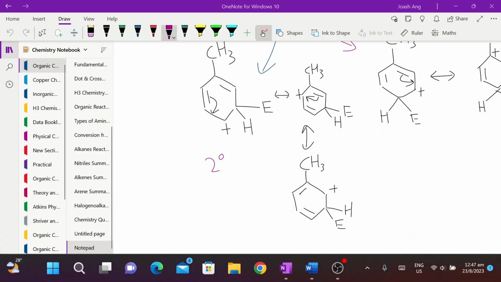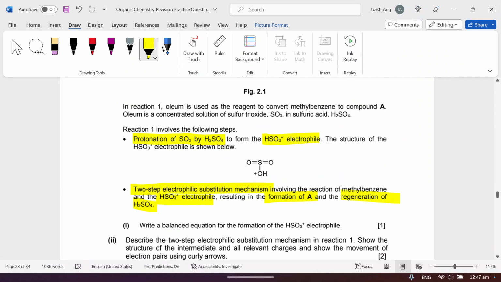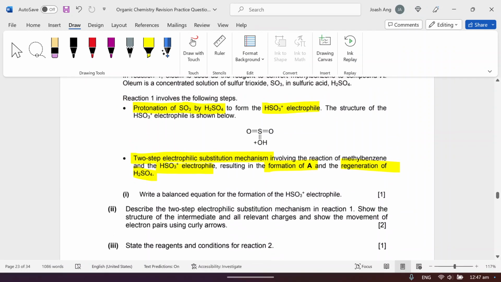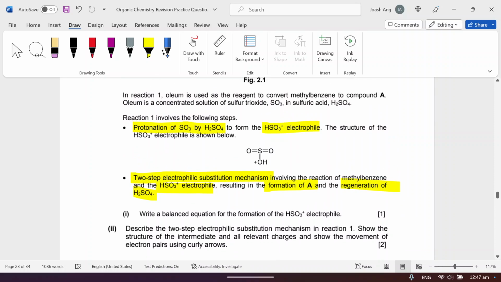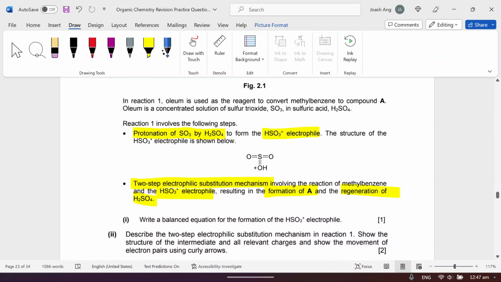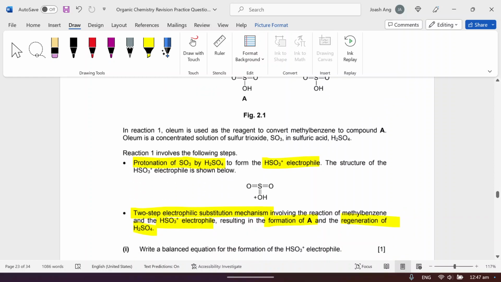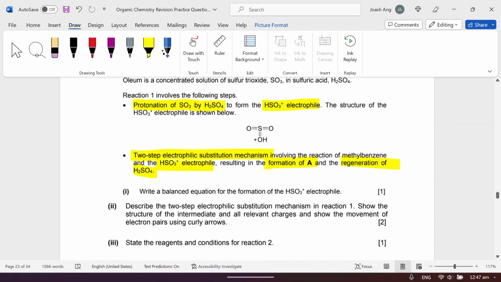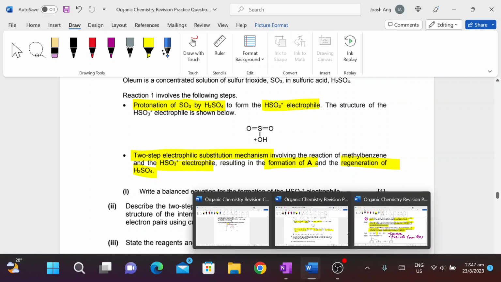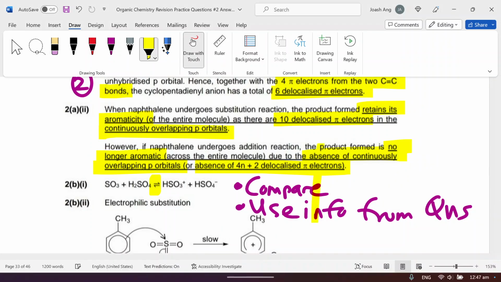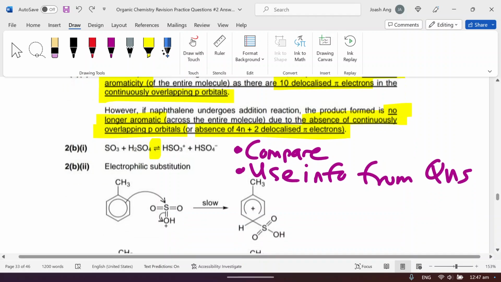Then the next step, describe the two-step electrophilic substitution mechanism. Okay? So in this case, resulting in the formation of A and regeneration of H2SO4. So in this case, this is somewhat similar to nitration. So let's take a look at the reaction here.